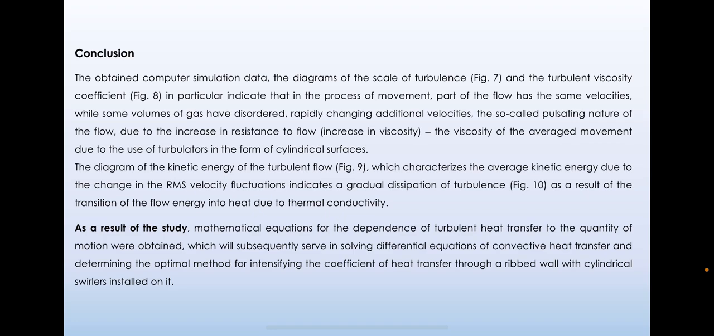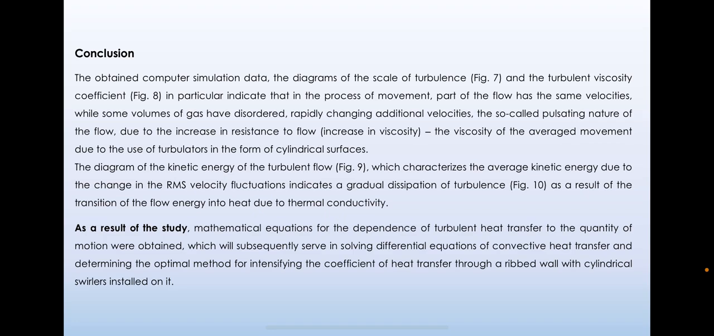The diagram of the kinetic energy of the turbulent flow, the figure 9, which characterizes the average kinetic energy due to the change in the RMS velocity fluctuations, indicates a gradual dissipation of turbulence on figure 10 as a result of the transition of the flow energy into heat due to thermal conductivity.